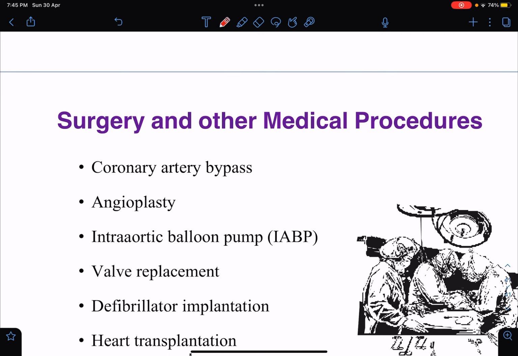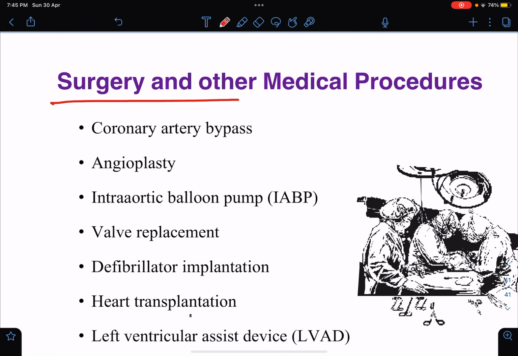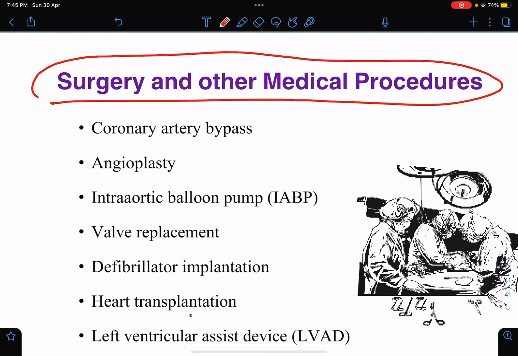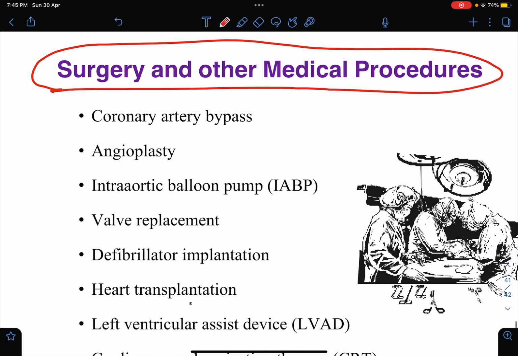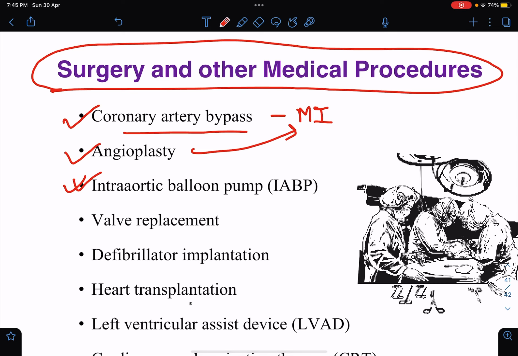Okay, surgery and other medical procedures may become necessary if the patient is not comfortable, if the patient is not getting relieved with the conventional management. Coronary artery bypass is necessary for a patient with myocardial infarction and coronary artery blockage. Angioplasty, same for myocardial infarction. Intra-aortic balloon pump should be used.